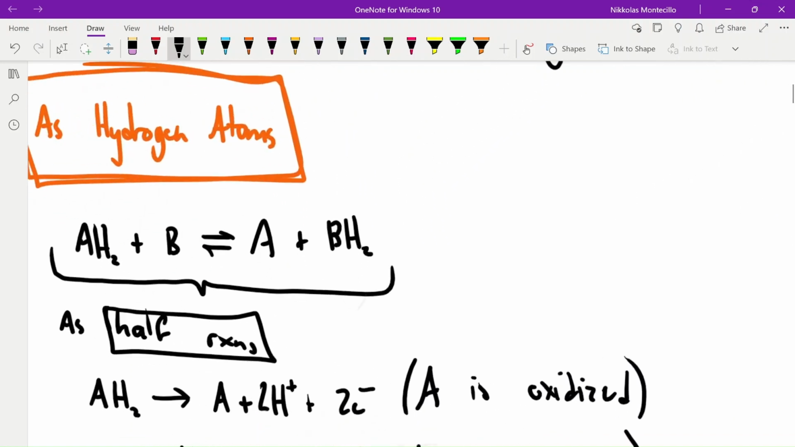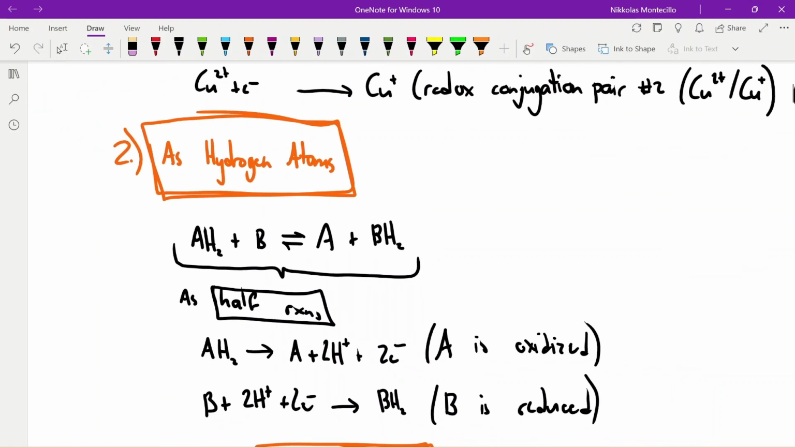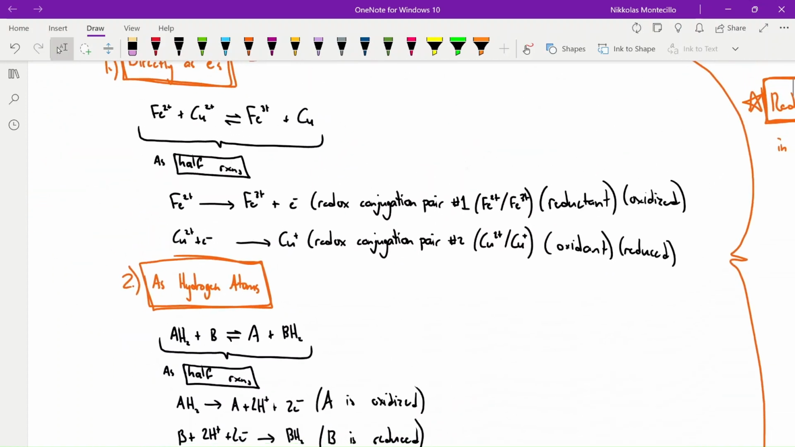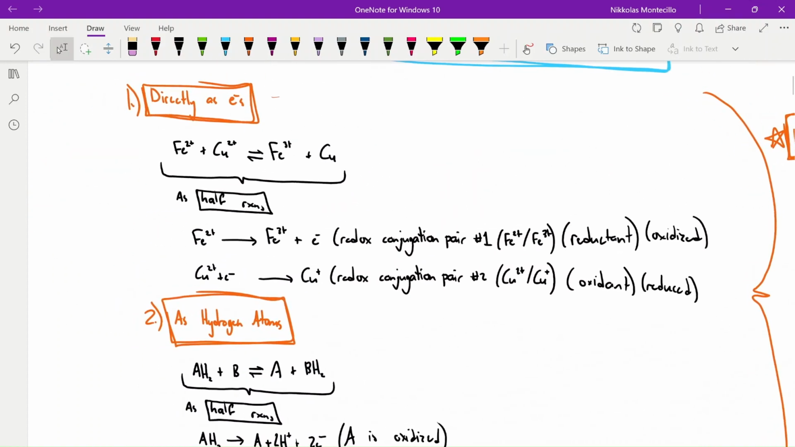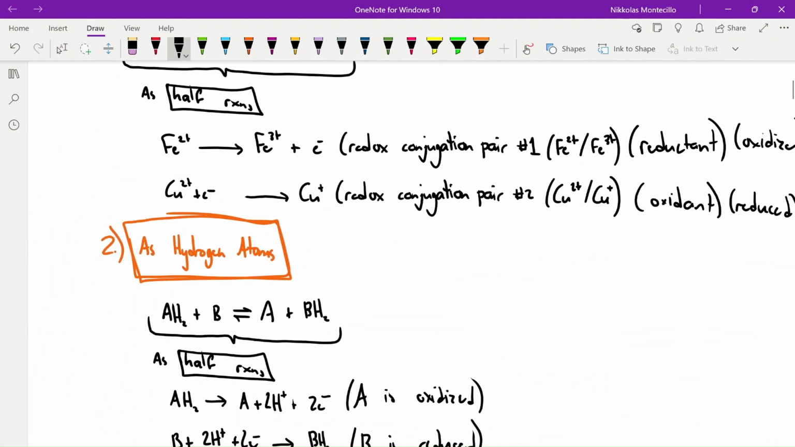So if we refer to these as half reactions, we see here that A will be oxidized and lose 2 hydrogen ions plus 2 electrons, and then these 2 hydrogen ions and 2 electrons will participate in the second reaction where B will be reduced, in the process gaining 2 hydrogen atoms. In this case, we clearly observe here that A is the reductant and B is the oxidant.